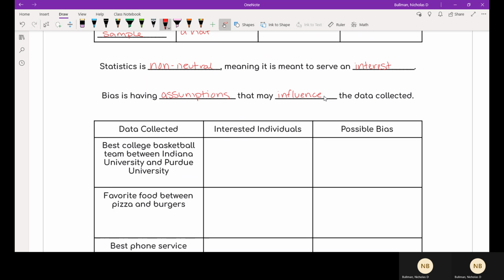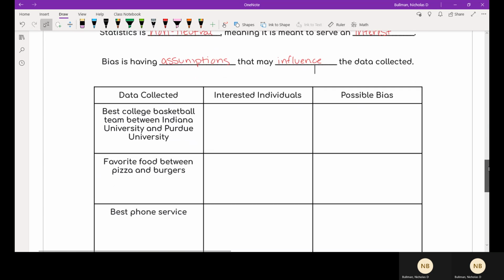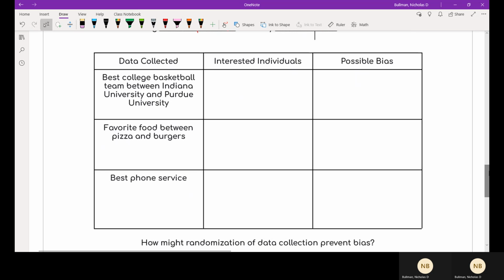We all have different opinions, interests. I know many of you guys have TikTok and that thing called the For You page. It's different than your friends. It's different than your parents. If your parents have it, it's different than mine. That's why it's called a For You page. It's meant to serve your interest. So when taking data in for a specific thing, you have to keep in mind the interested individuals and the possible bias it might have.